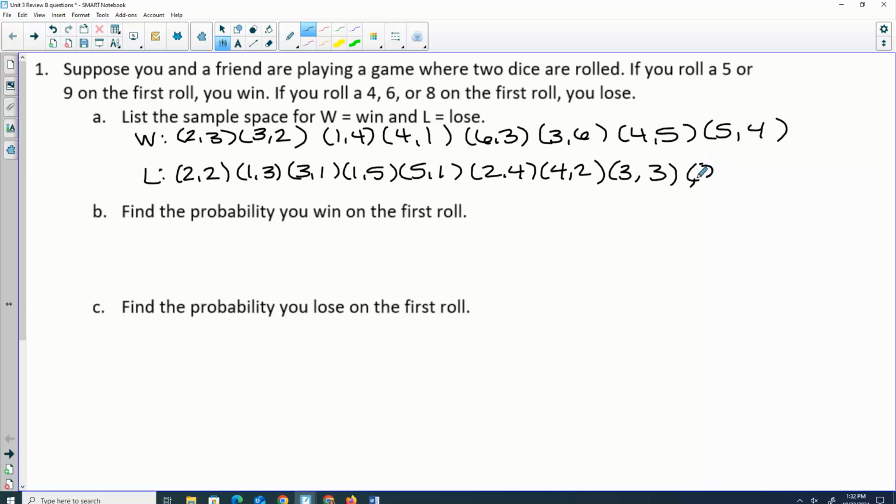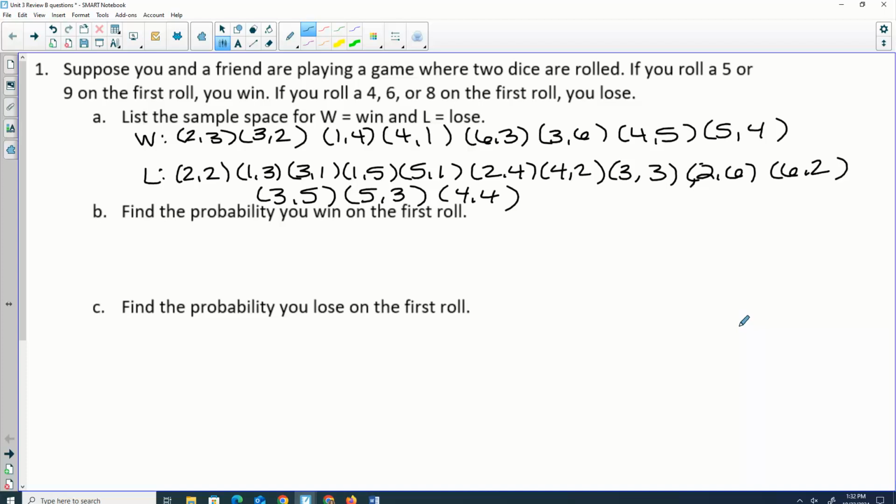And to get 8, yeah, we have a lot of these. We could have 2 and 6, 6 and 2, 3 and 5, 5 and 3, 4 and 4. So those are my sample spaces. If you had that diagram, with a list of all the outcomes, do you feel like you could come up with this list? Yeah.